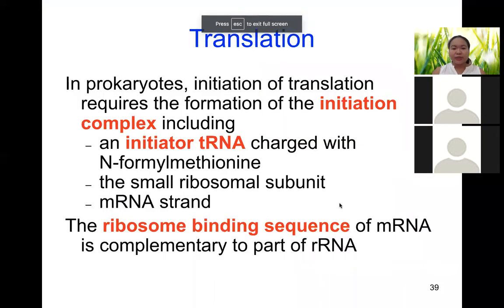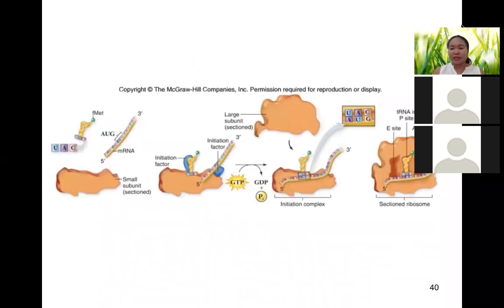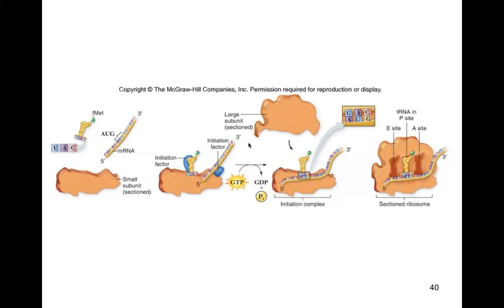Okay, so when we say translation again, this is the last part on genetic coding or making proteins. So in prokaryotes, the translation is initiated with an initiation complex, with an initiator tRNA and N-formyl methionine, and the small ribosomal subunit and mRNA strand. And then the ribosome binding sequence of the mRNA is complementary to part of the rRNA. And this is shown in a short while with this figure, no?